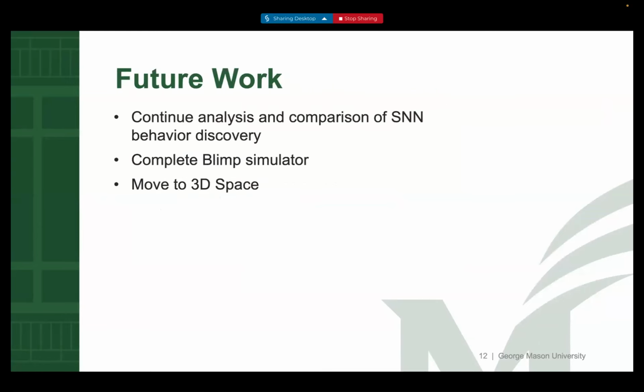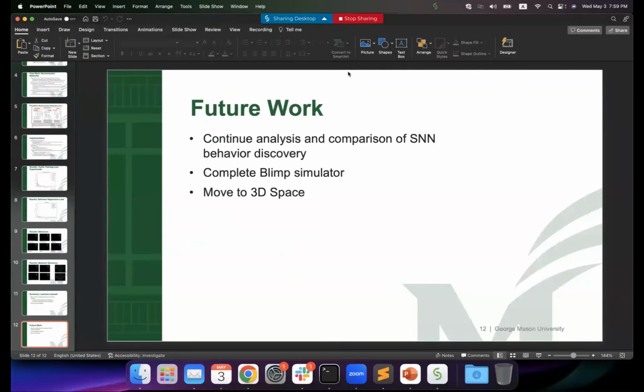But for future work, I want to continue analysis and comparison of the new SNN behaviors that I discovered, see how they vary more, how stable they are, and compare them more directly to the standard approach, and then move into the 3D space with blimps. And that is all. Questions?